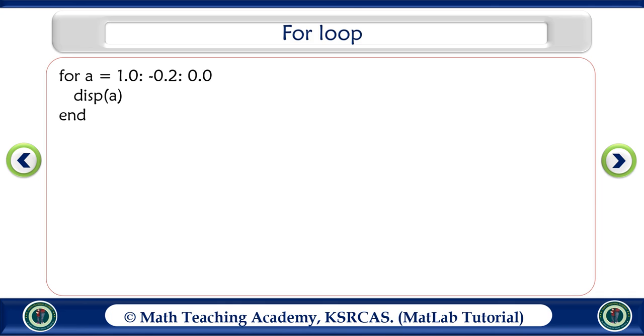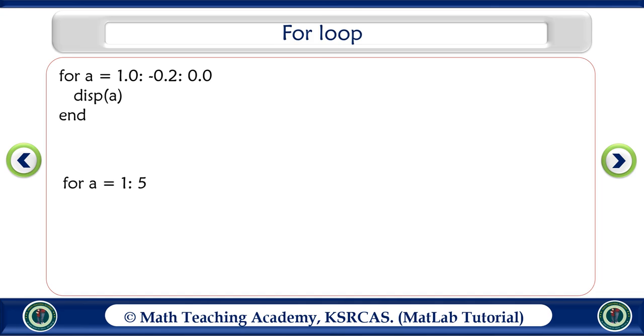Then the control will transfer to the next statement end. This end is executed. The control will again transfer to the for command. Now the value of a is 0.8 minus 0.2, that is 0.6. So the value of a is 0.6. When we execute the next command disp of a, the value 0.6 is displayed on the screen. So this process is continued until the value of a gets 0.0.